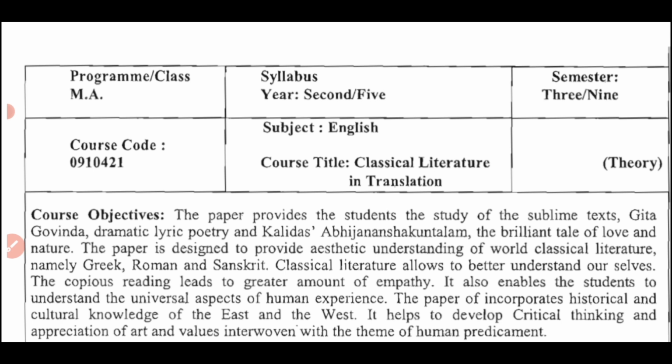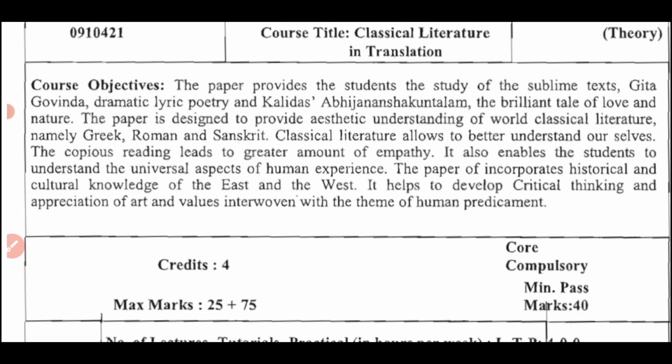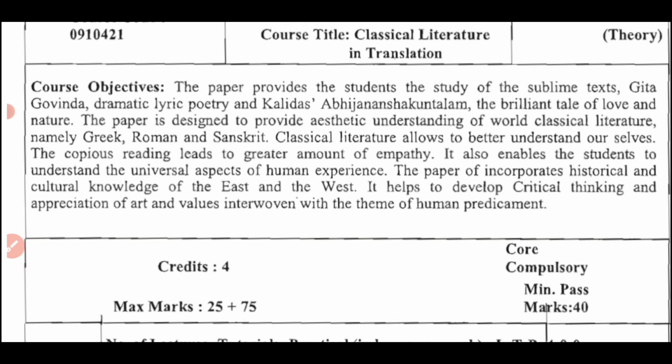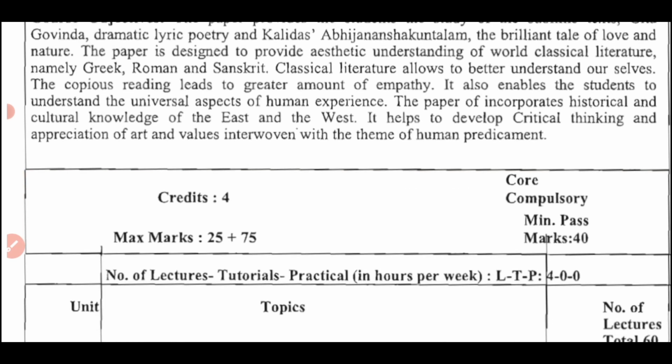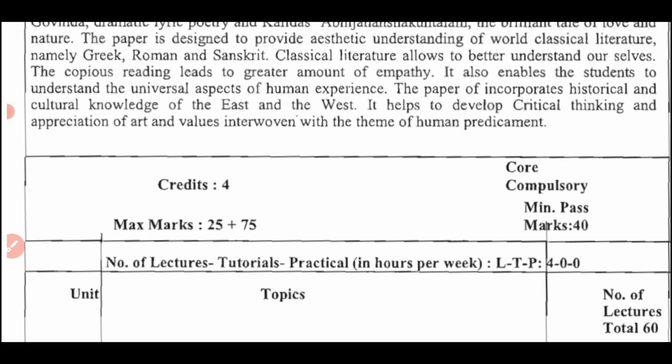As you already know, the course title is Classical Literature in Translation, and this is a theory paper of 4 credits. The total marks are 100, divided into 25 marks for internal assessment and 75 marks for external examination, and the minimum pass marks mentioned in the syllabus are 40, and the lecture tutorial pattern is this LTP 400. So this is essentially a theory based literature paper.